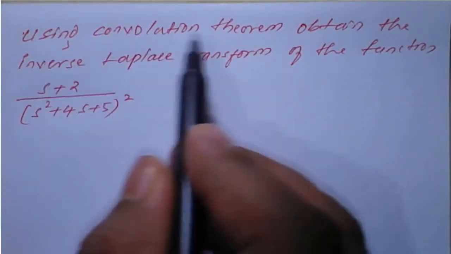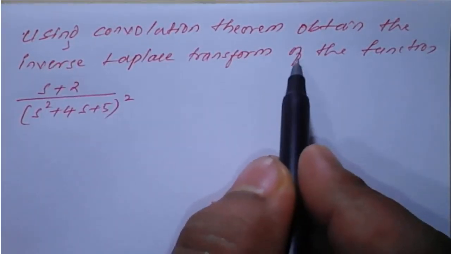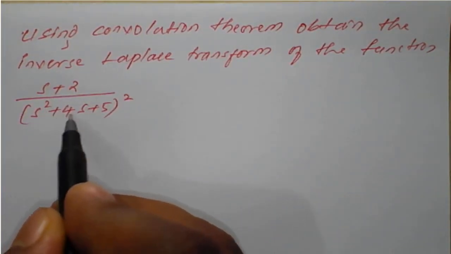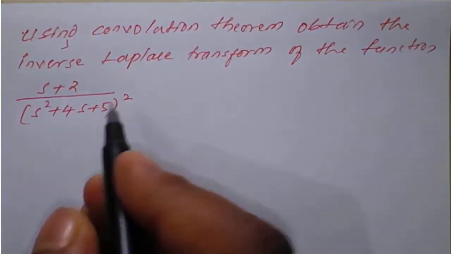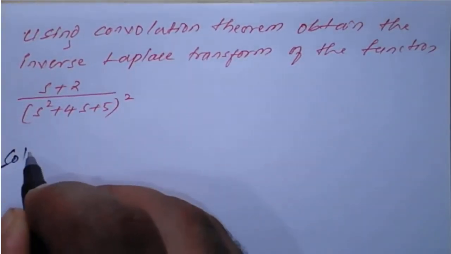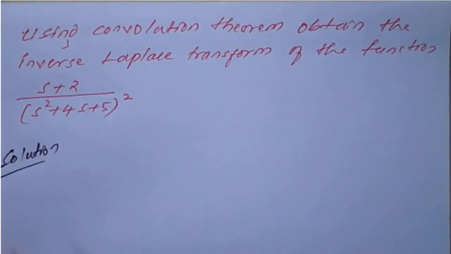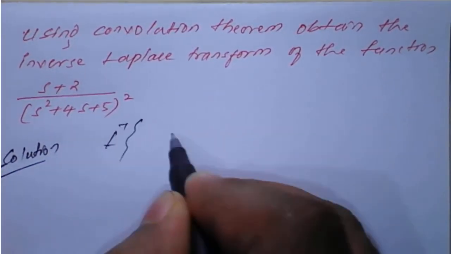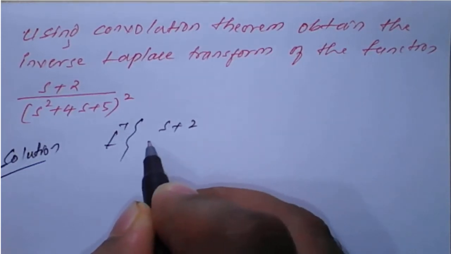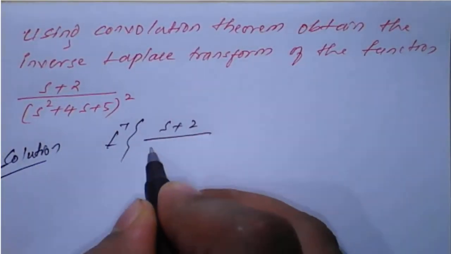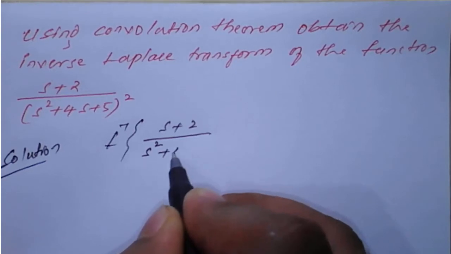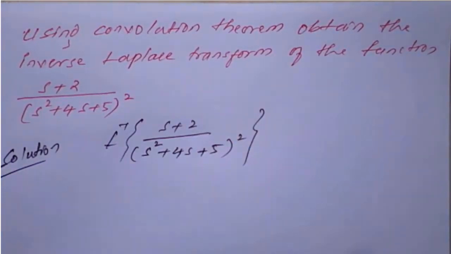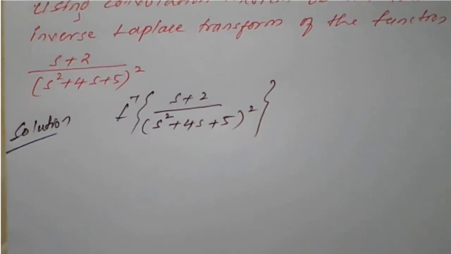The problem is: using convolution theorem, obtain the inverse Laplace transform of the function (s + 2) whole divided by (s² + 4s + 5) whole square. So we'll see how to simplify this inverse Laplace using convolution. We need to find the inverse Laplace of (s + 2) divided by (s² + 4s + 5) whole square.